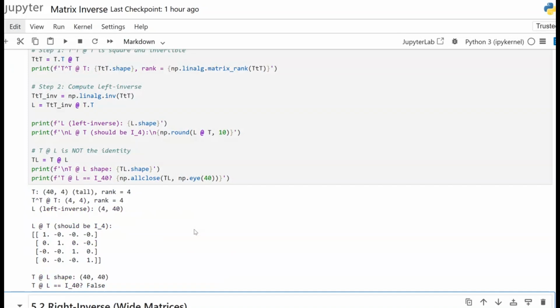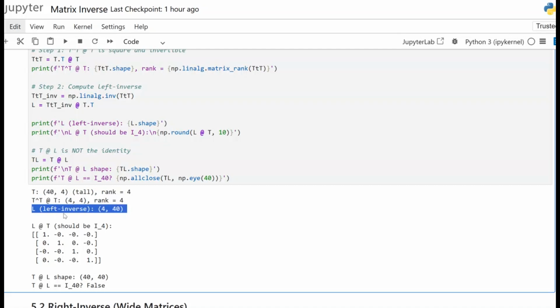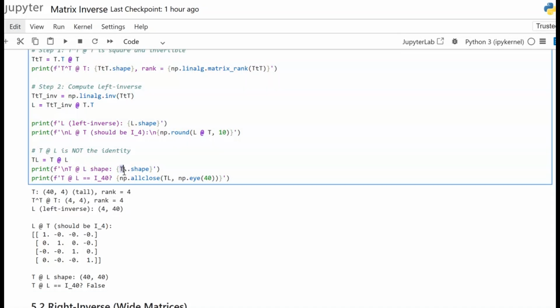So kindly observe, dear friends. Here we have a matrix T, embedded from 4D space into 40 dimensions. And here we have the L. Yes, it recovers the original 4-dimensional coordinates from that embedding. And here we have the TL, where this exact TL is the projection of any vector in R40 onto the column space of T.